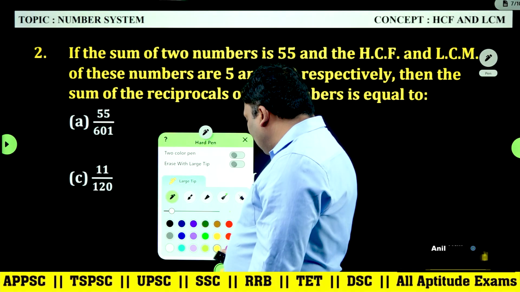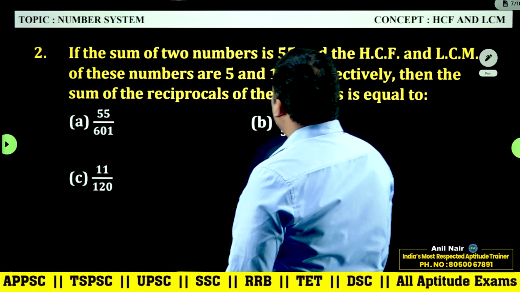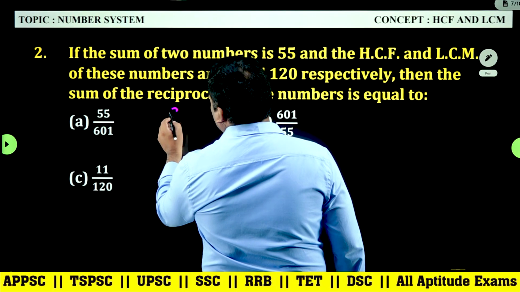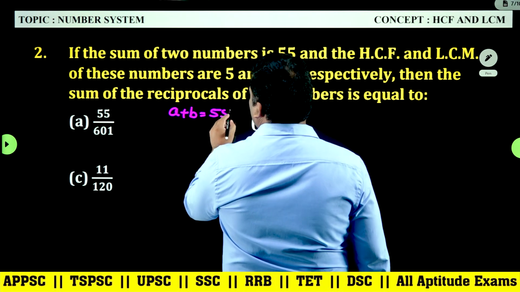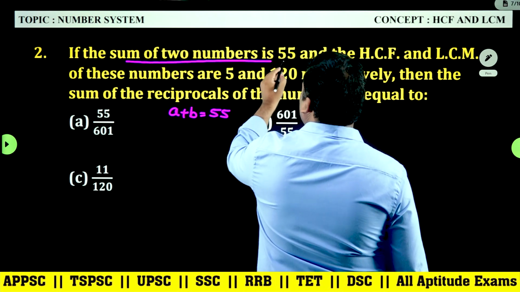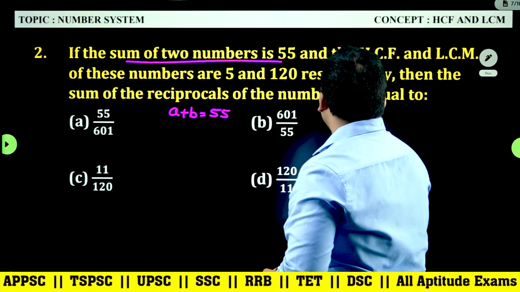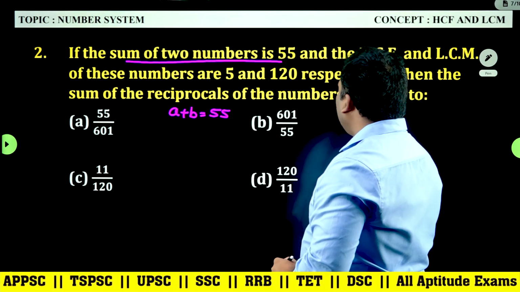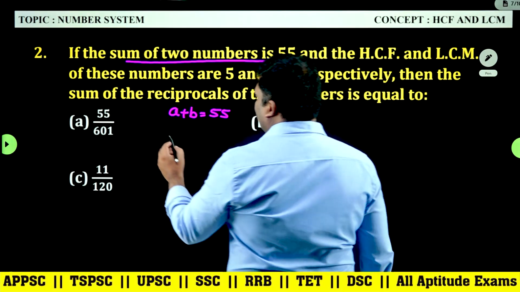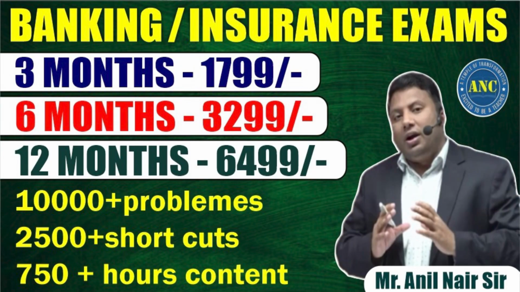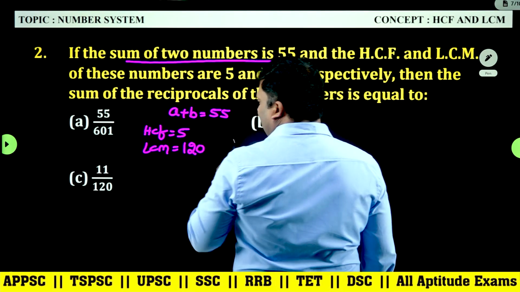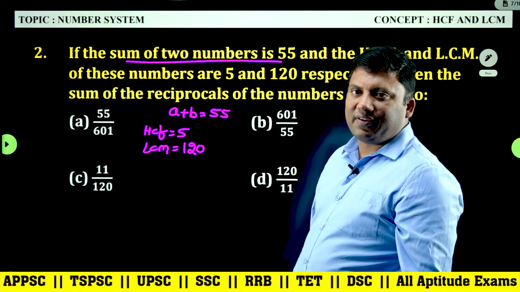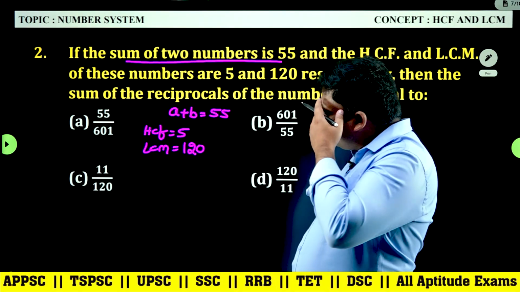All these are important models. If the sum of two numbers is 55. Convert every statement into a mathematical expression. And the HCF and LCM of these numbers: HCF is given as 5, LCM is given as 120.